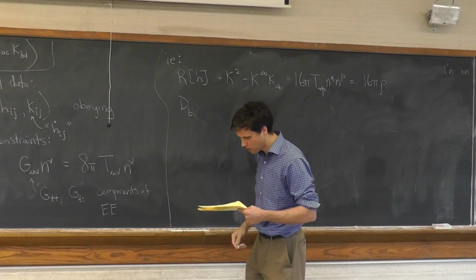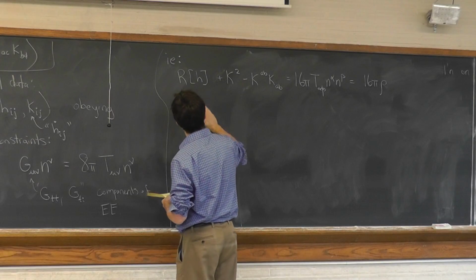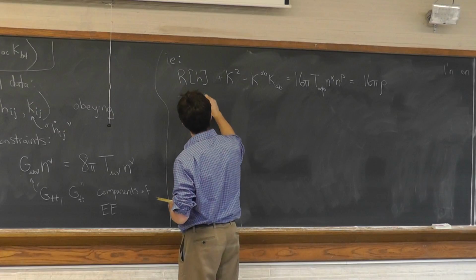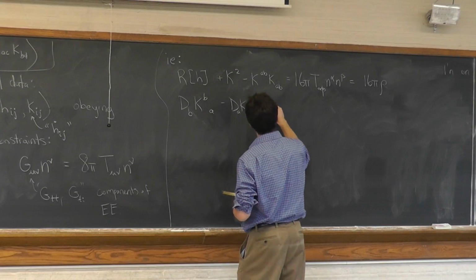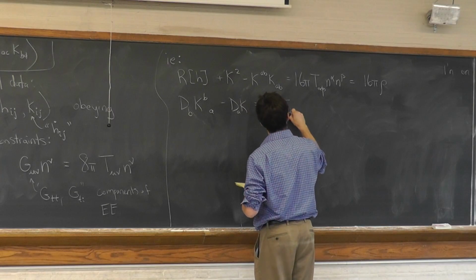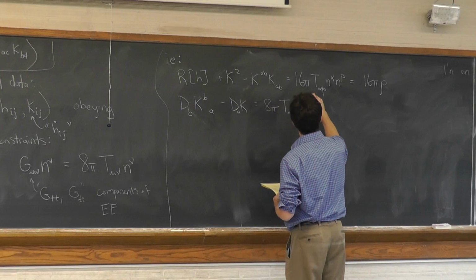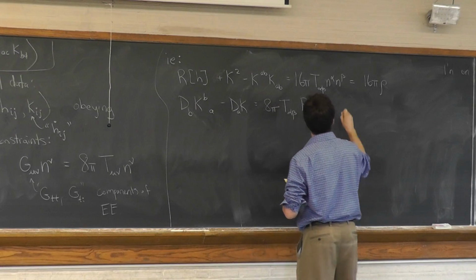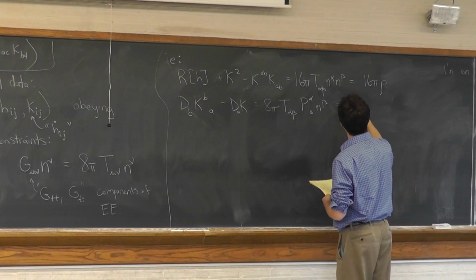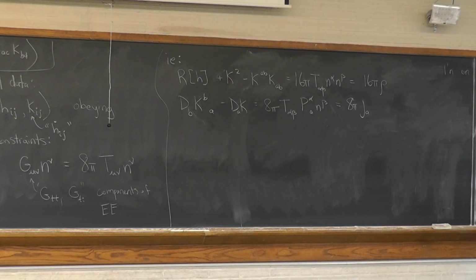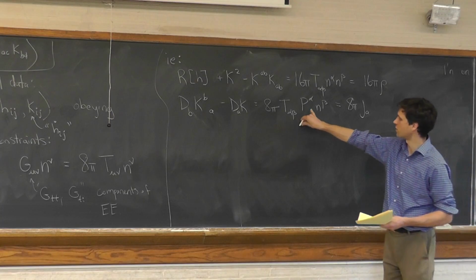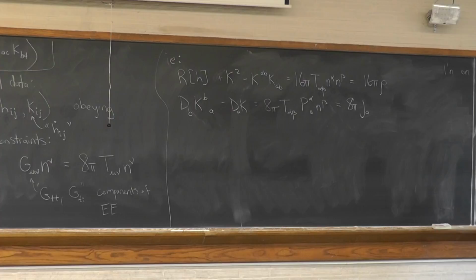And now I'm going to give the tangential part of that equation. It says D_B K^B_A minus D_A K equals 8 pi T_alpha beta n^alpha e^beta_A, which you could call 8 pi J_A. Same kind of thing here. I'm just defining these pieces of the stress tensor to be some momentum current, the momentum tensor.